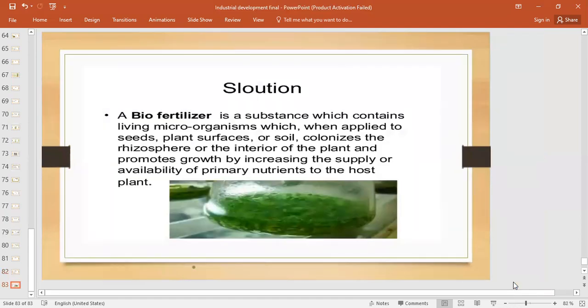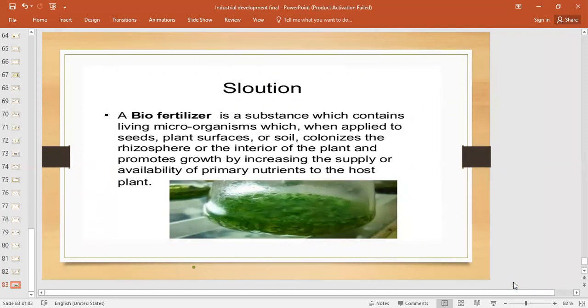Okay. What is the solution? The solution is to use biofertilizer, right? Biofertilizer is a substance which contains living microorganisms which increase the supply of primary nutrients, right? Due to those primary nutrients, crop production gets enhanced, right? So that is the only solution that can be used other than chemical fertilizer; we have to go for biofertilizers.